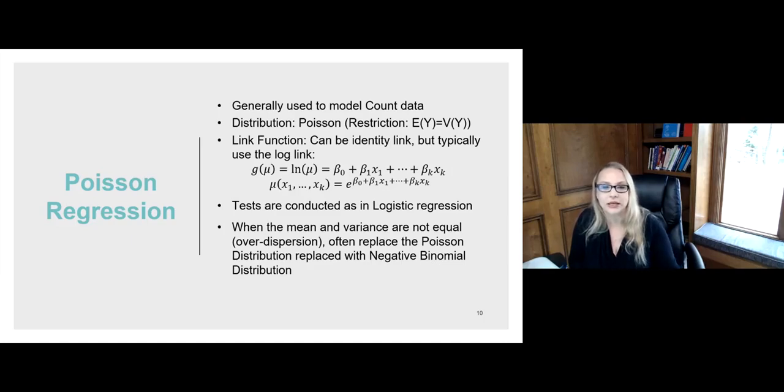Then tests are conducted using the logistic regression, but when the mean and the variance are not equal, that's a condition that we call over-dispersion. And oftentimes, the Poisson distribution is going to be replaced by a negative binomial distribution. So again, you will have this if your mean and your variance aren't equal. So typically, you will see this when your variance is higher than your mean. And in that situation, you'll want to use a negative binomial distribution instead of that Poisson distribution.